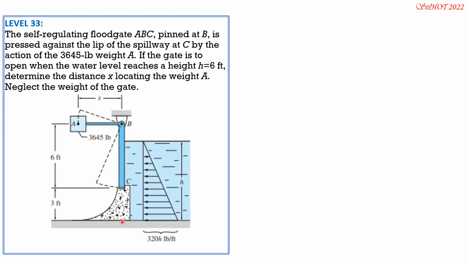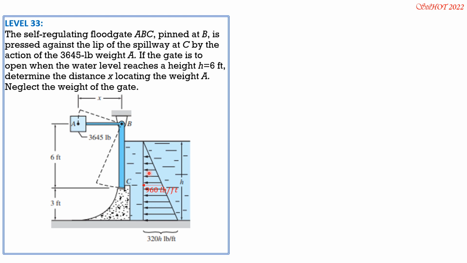So this is the pressure diagram. Only the upper part of the pressure will push this gate here. The lower part will have no effect because it pushes this dam portion. So we are given this pressure here, 320 h pounds per foot, but up to this level here, it is only 320 times the value of h up to this level. So if h is 6 feet and this is 3 feet, that means up to this level it is only 3 feet. So 320 times 3 feet is 960 pounds per foot. So that's the magnitude there, and we will only consider this part.